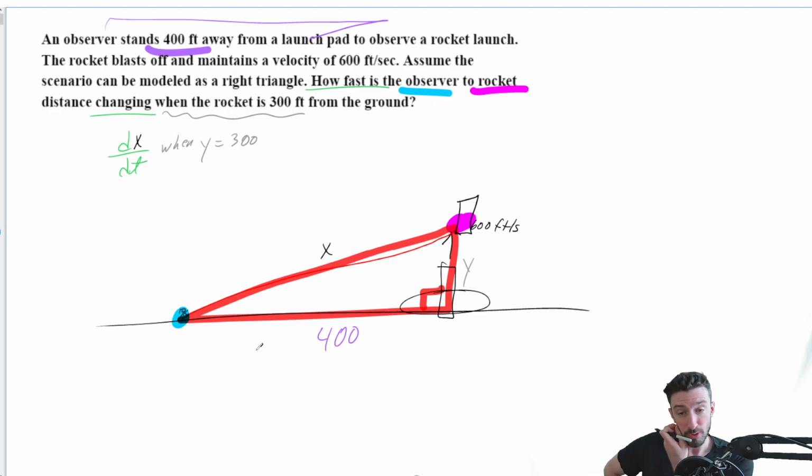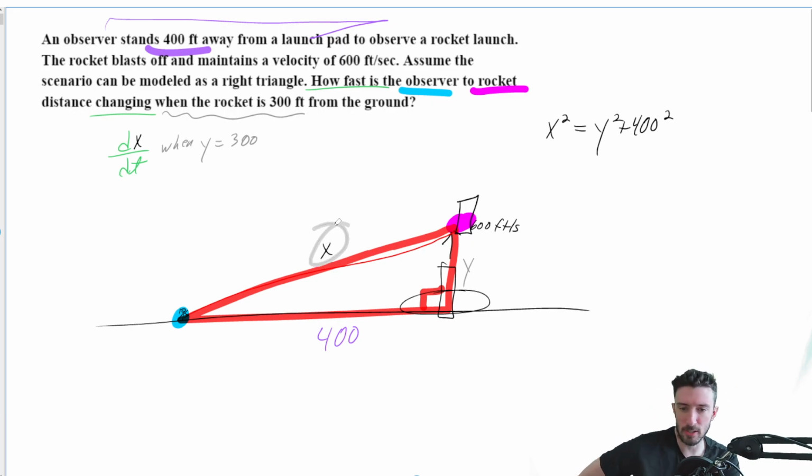Okay, so what do I want to start with? I want to start with an equation, and an equation that will always be true no matter what x and y is. And that equation would be Pythagorean theorem. So we could say that x squared equals y squared plus 400 squared. So I might have wanted to choose a different variable, but I put x here because that's the thing I'm ultimately after. But this is a squared plus b squared equals c squared.